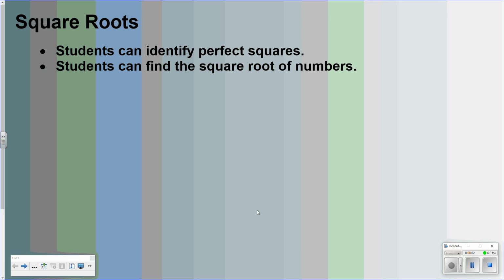In this lesson, we'll be discussing square roots. By the end of the lesson, you should be able to identify perfect squares and find the square root of numbers.